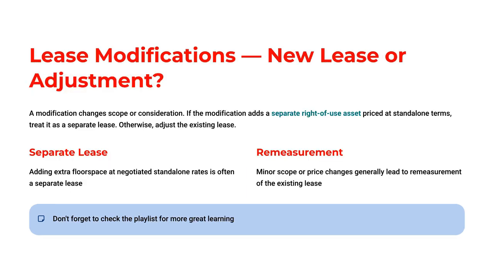Lease modifications. New lease or adjustment. A modification changes scope or consideration. If the modification adds a separate right-of-use asset priced at standalone terms, treat it as a separate lease. Otherwise, adjust the existing lease. For example, adding extra floor space at negotiated standalone rates is often a separate lease. Minor scope or price changes generally lead to remeasurement.